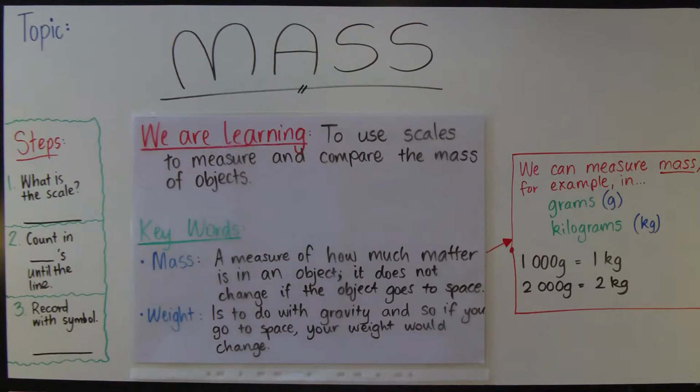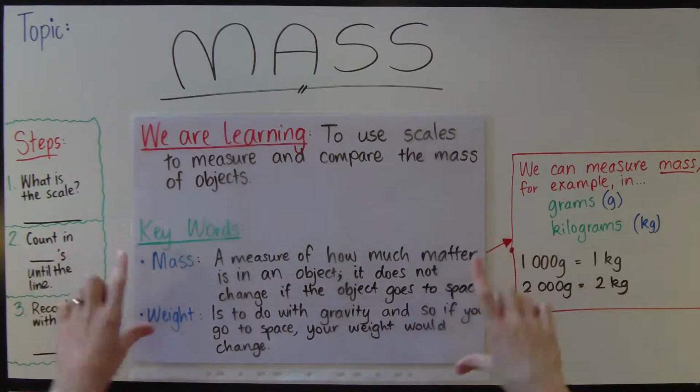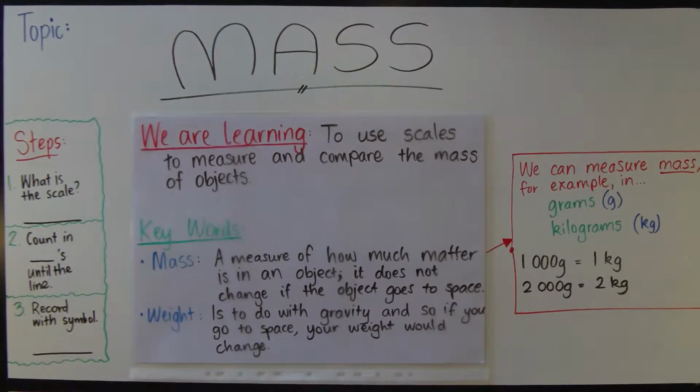Our topic today is mass, and we are learning to use scales to measure and compare the mass of objects. Some keywords we'll start off with today. We've got mass. Mass is a measure of how much matter is in an object. It does not change if the object goes to space. Weight, on the other hand, is to do with gravity, so if you go to space, your weight would change.